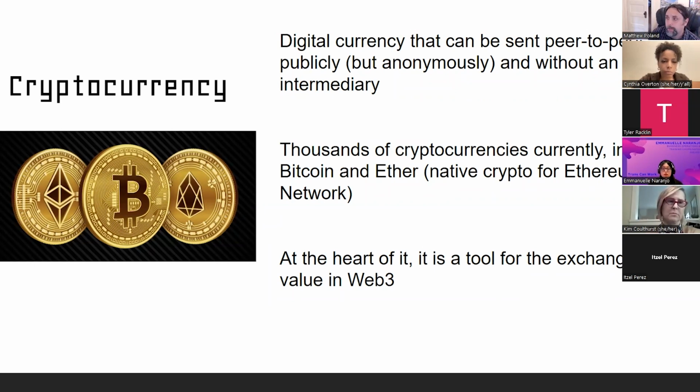There's thousands of them, including Bitcoin and Ether. And Ether is the native crypto or native token for the Ethereum network. And really the way to think about it is it's a tool for exchange of value in Web3, right? That's how peer-to-peer digital payments can happen instantaneously across the world without a Western Union, without a Bank of America. That's what it's for.